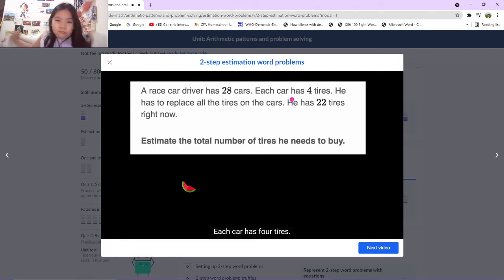cars. Each car has 4 tires. He has to replace all the tires on the cars. He has 22 tires right now. Estimate the total number of tires he needs to buy.